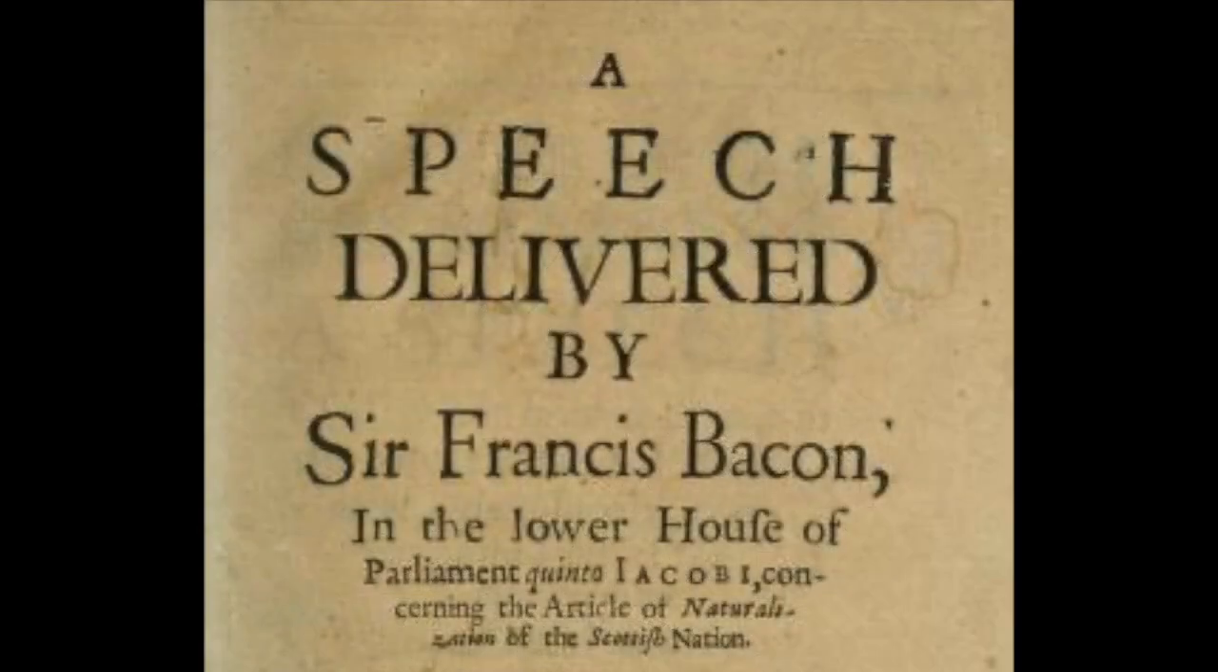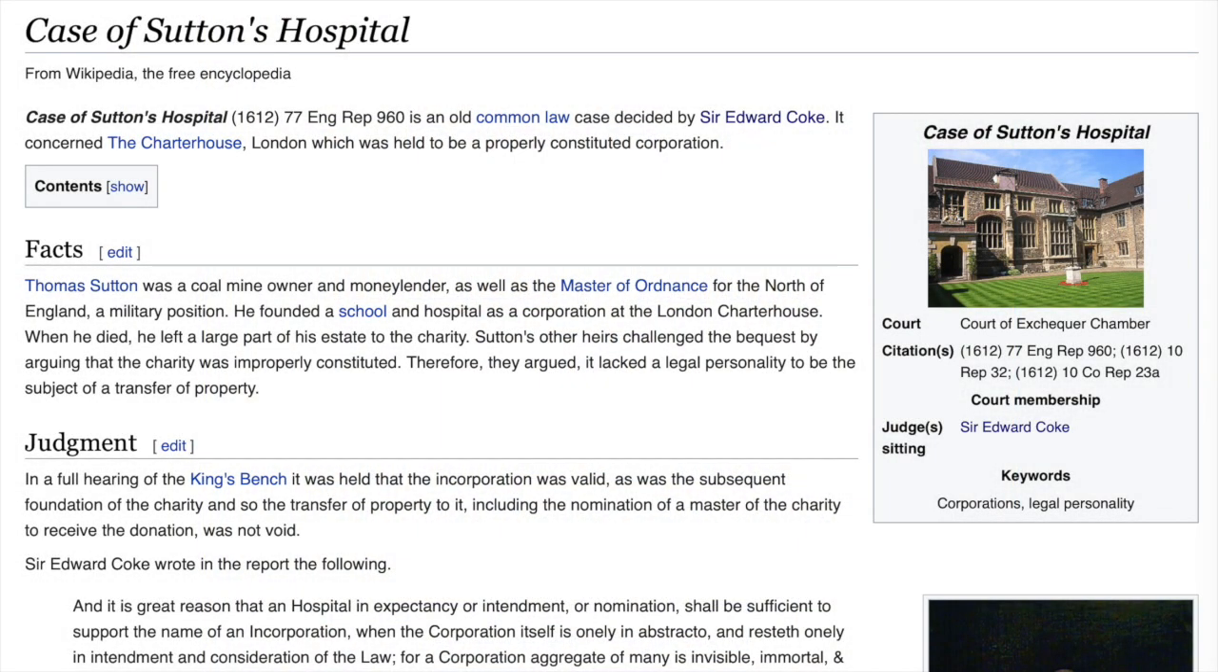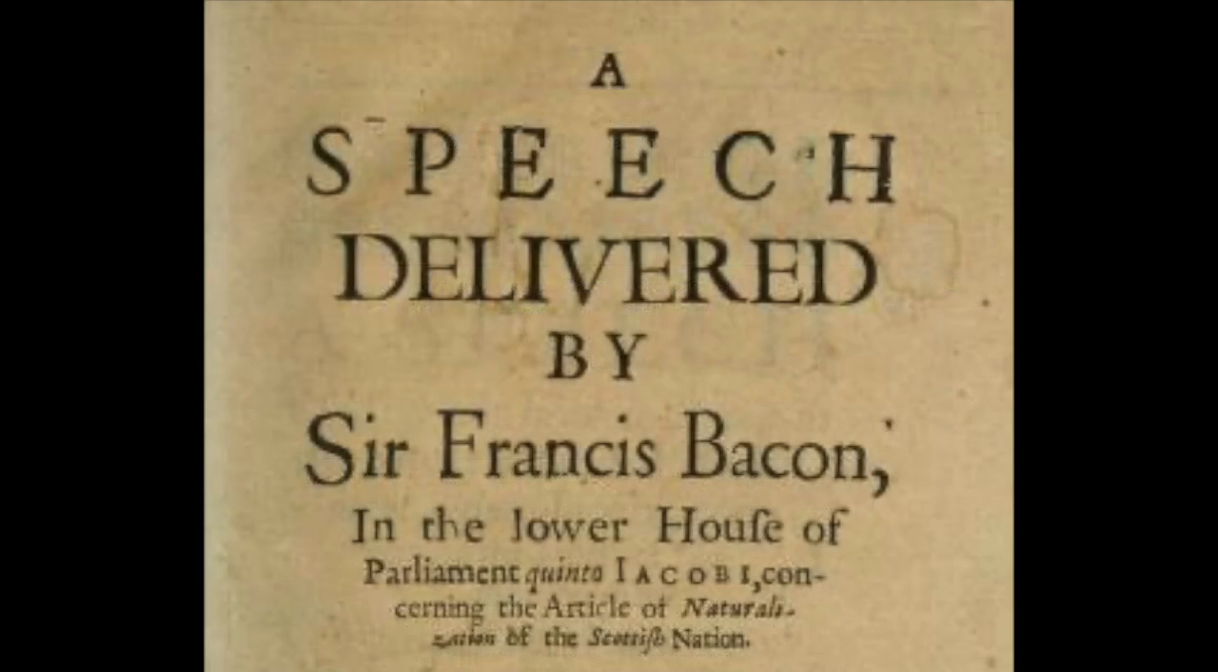In a speech to Parliament sometime between 1617 and 1621, Francis Bacon refers to a Mr. Sutton's hospital. Sutton was a coal miner and master of ordnance in the British military. A court case resulted after Sutton's death regarding ownership of the hospital property. In Bacon's speech to Parliament, he explained that the hospital was sitting on drowned mineral works that Bacon and King James were interested in reclaiming.